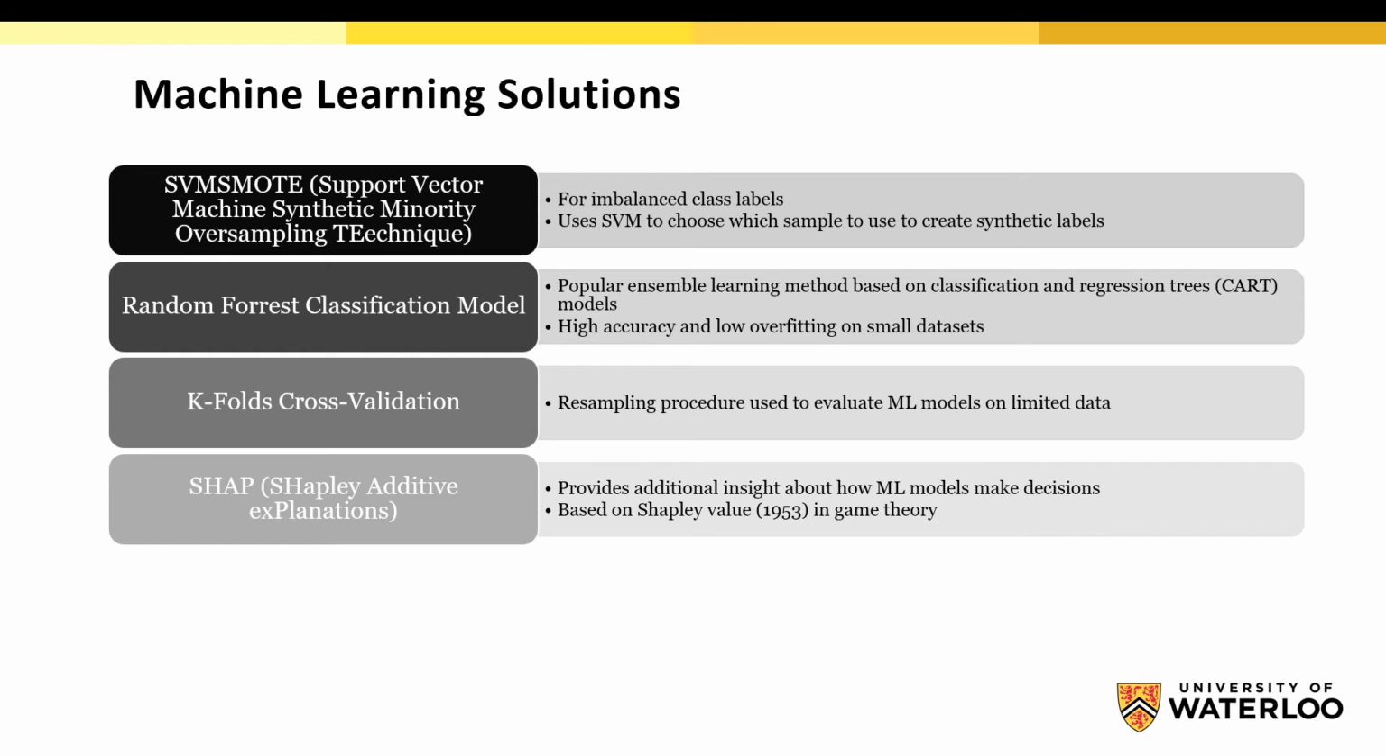These random forest models usually give us high accuracy and they have a low overfitting risk. We use k-fold cross-validation, which is a resampling procedure used to evaluate machine learning models. Finally, we use SHAP, which stands for Shapley Additive Explanations, which provides additional insight about how machine learning models make decisions. This is based on the Shapley value, which comes from game theory.